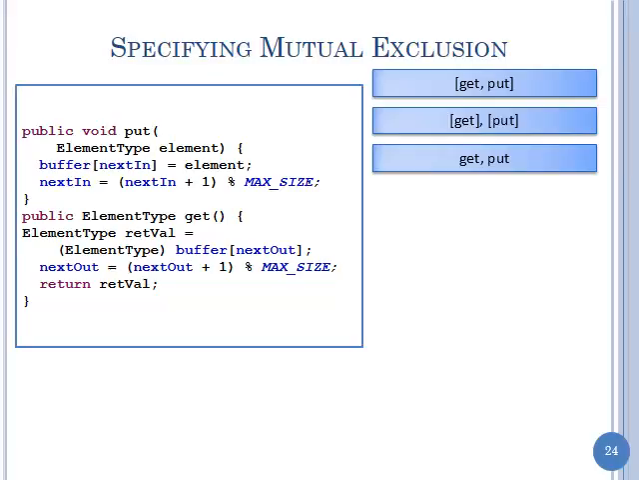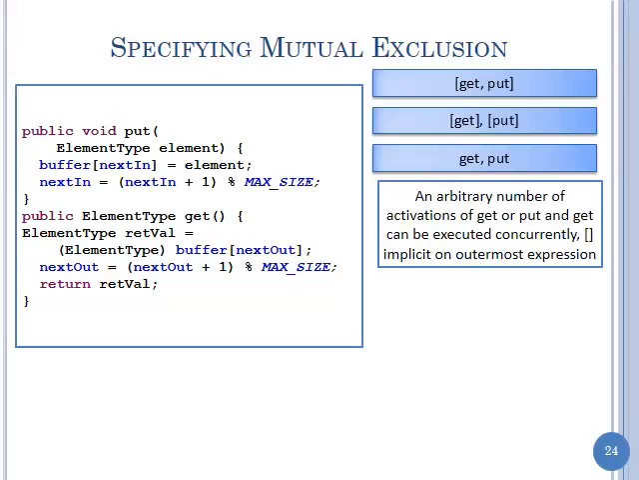So, it doesn't matter if you write get comma put, or put comma get. An arbitrary number of activations of get or put can be executed concurrently. Okay, so square brackets, implicit and outermost operation. So that's what we are saying. An arbitrary sequence, so we don't want that. Right? So if I go and put this, what do I say? Okay, so that's what you first wanted. That's too strict, right? I can't execute a get and a put at the same time.